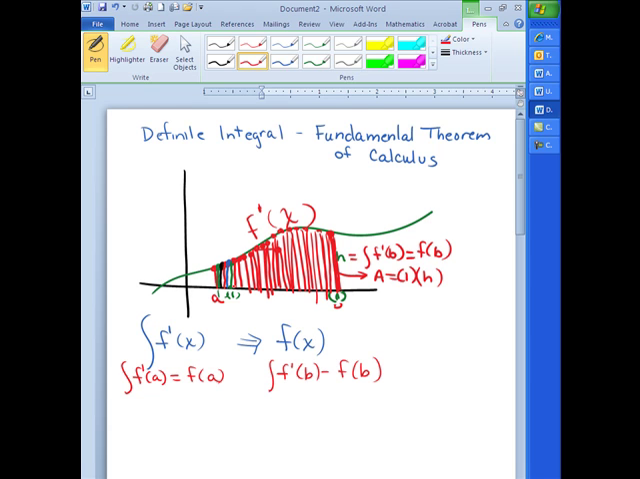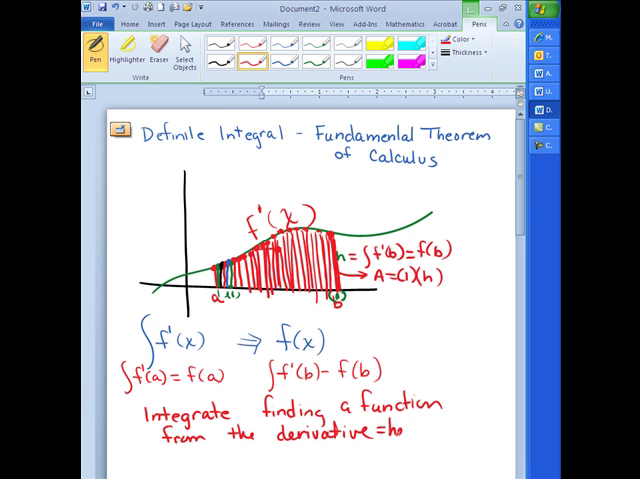Remember that when you integrate, you are finding a function from the derivative. So if you have a function that represents the derivative, you can find the actual one, and that equals the height of the line.